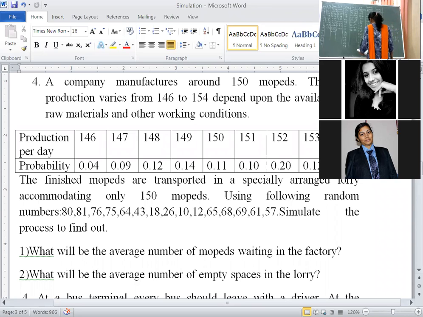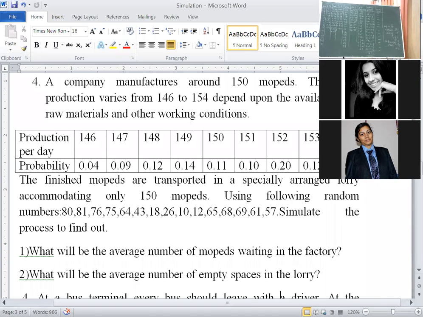The number of empty spaces in a lorry is equal to 0 upon 15, it's 0. This is the answer. This question also came so many times in the final examination. Just to go through, then I will explain.